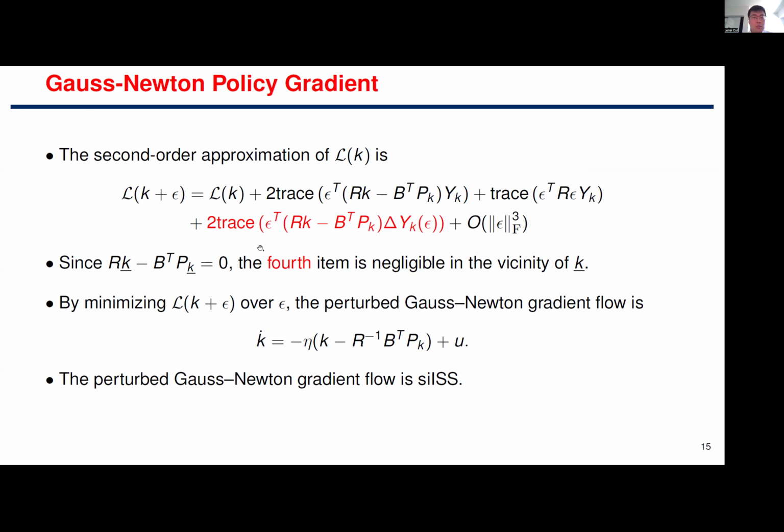Okay, so I also wanted to introduce another kind of gradient descent algorithm, which is the Gauss-Newton gradient descent method. We can write down the second order approximation of the LQR function, and near the optimal solution, this term is equal to 0 and is negligible, and we can directly approximate the second order approximation by the first three terms. By taking the minimization over epsilon, we find the Gauss-Newton gradient direction. And here, following similar logic as the natural gradient descent algorithm, we also prove that the perturbed Gauss-Newton gradient flow is small input ISS.